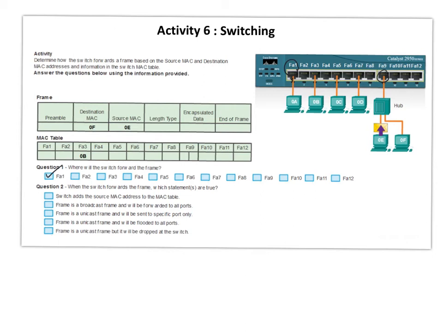Marwan Shahata, will it forward to FA2? Marwan? No. Why? Because it's not connected. FA3 is connected, and it's not the port where the frame came through, so FA3, yes. Will it forward to FA4? FA4 is not connected, so it will not forward to FA4. FA5, yes. FA6, no. FA7, yes. FA9?